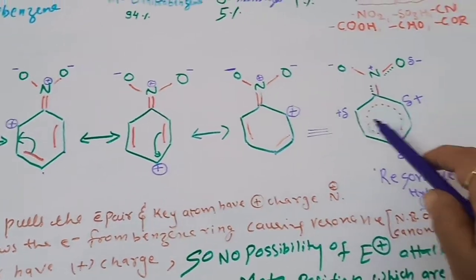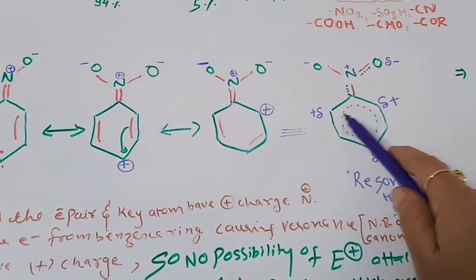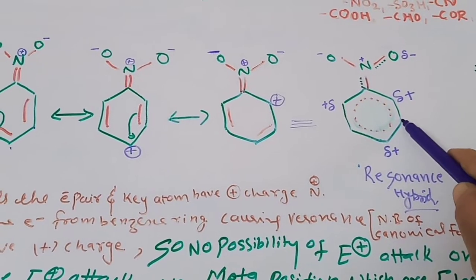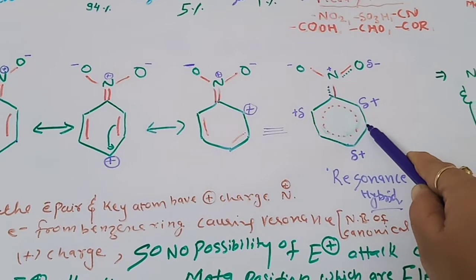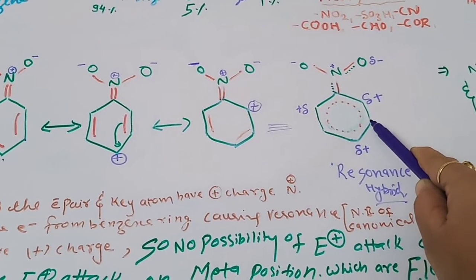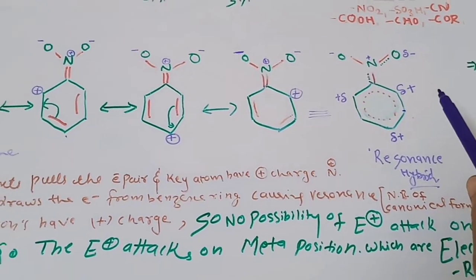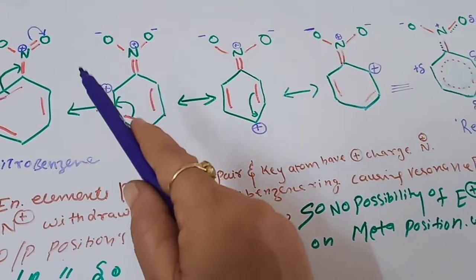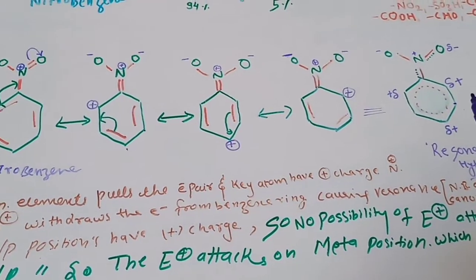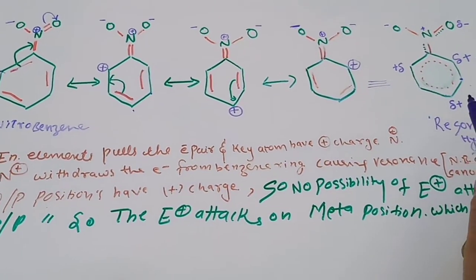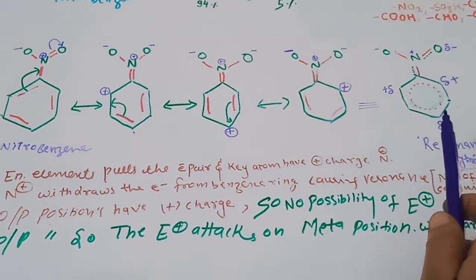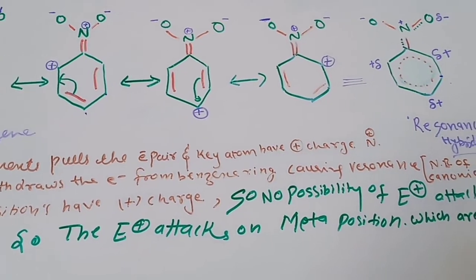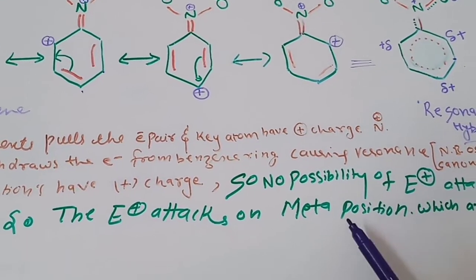So in the resonance hybrid, we can say that the ortho and para positions are electron deficient and the meta positions are electron rich. So definitely the electrophile will attack the meta position. We can say that a meta directing group takes the electrons from the ring and makes the resonance hybrid electron deficient at the ortho and para positions, so the attack cannot take place at the ortho and para positions. So our electrophile will attack the meta positions.